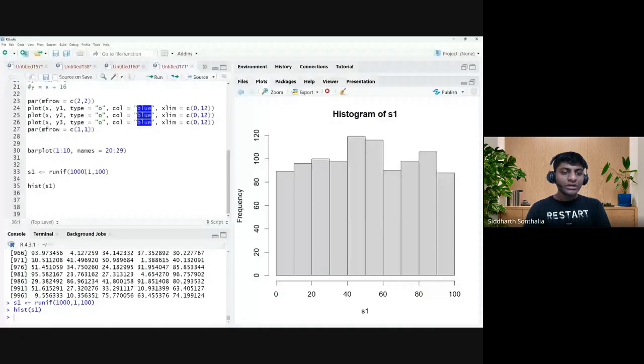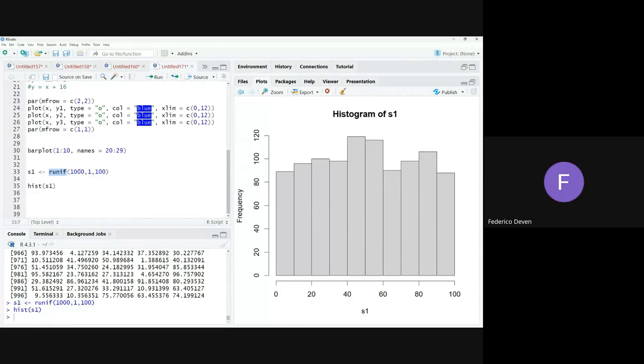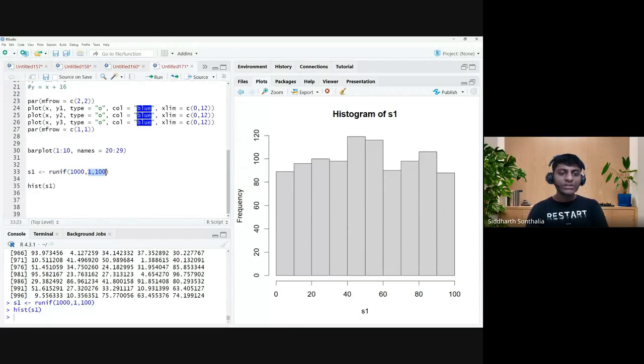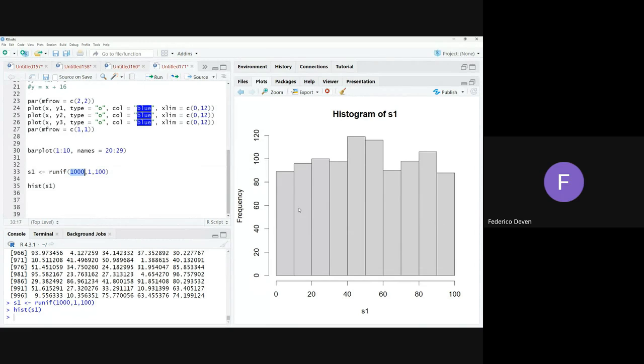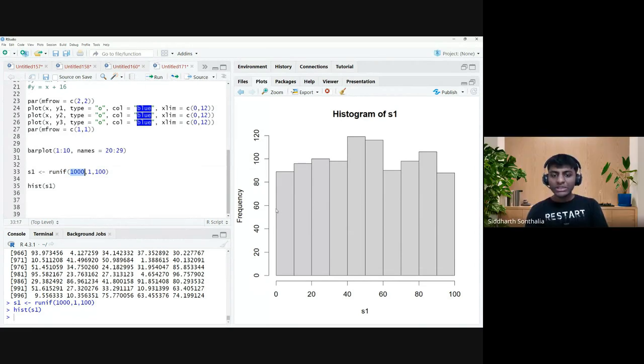So the runif function is something you learn if you look through the probability distributions chapter. It is used to generate random numbers, here 1,000 numbers between 1 and 100. If I do a hist of S1, it gives me the frequency on the y-axis and the range of numbers.